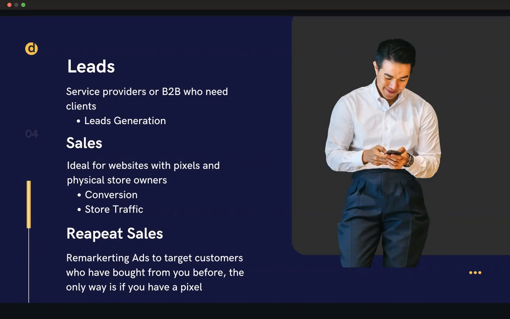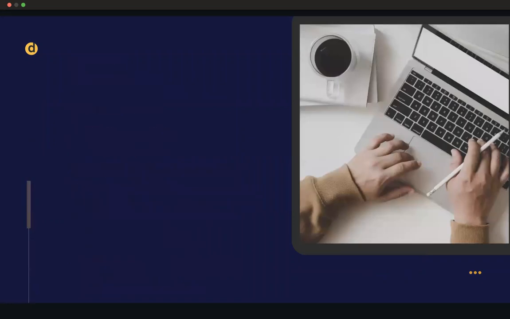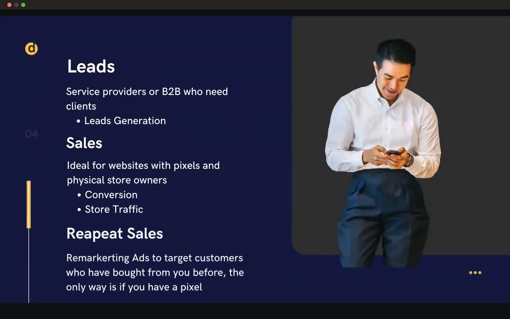Then sales on PPC, right? This is ideal for websites with pixels and physical store owners, right? So sales actually, it doesn't mean that sales cannot happen from brand consideration, right? So like I said, if your last conversion channel is WhatsApp, Instagram, Facebook, then your sales goal would probably be messaging, right? But if you have a Facebook pixel installed on your website, then your sale goal should definitely be conversion, meaning you are running for conversion.